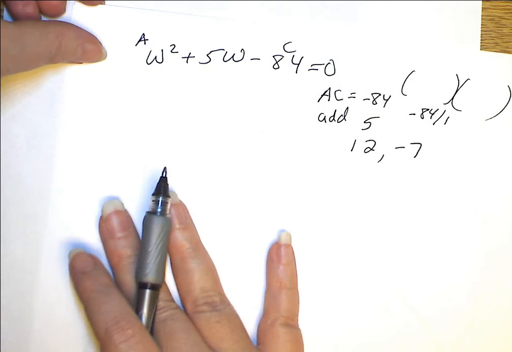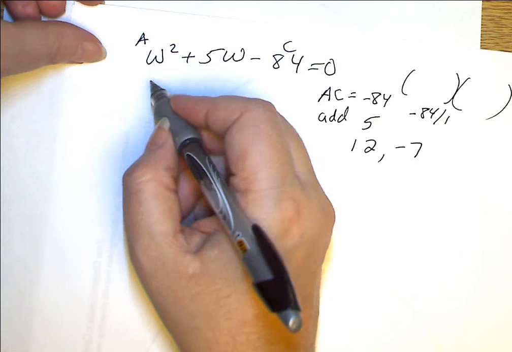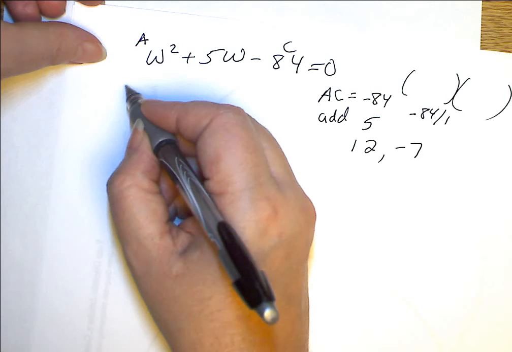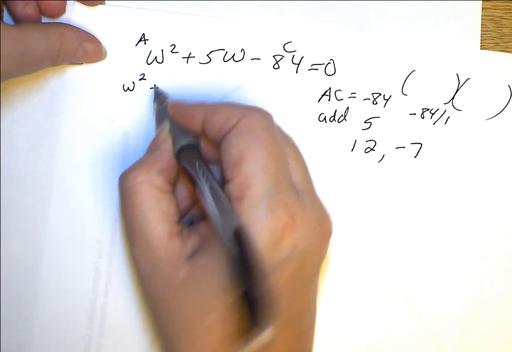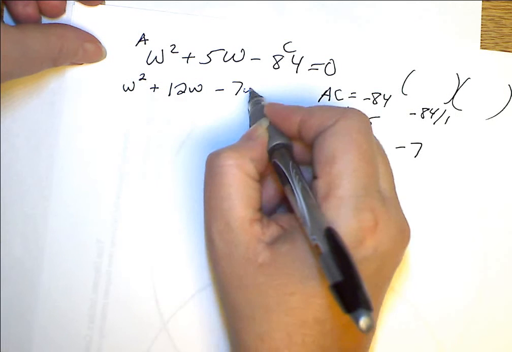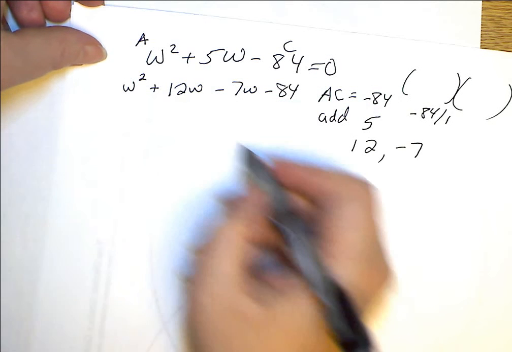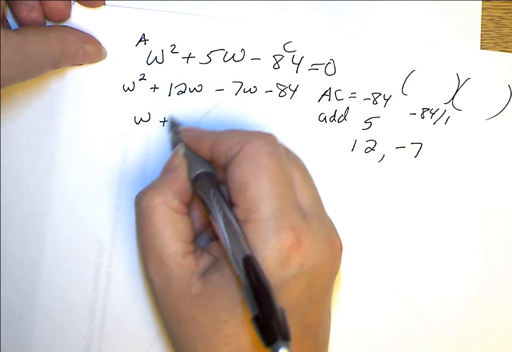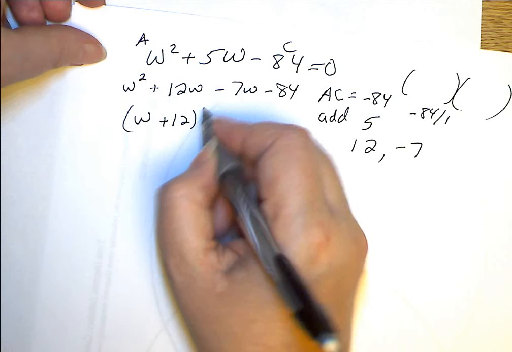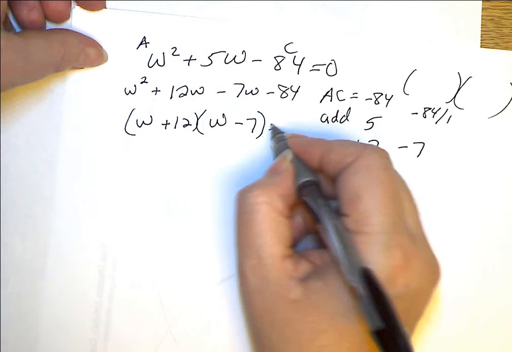Then what do you do next? w plus 12 in parentheses. Do you get that part? Because if you don't, you can still say w squared plus 12w minus 7w minus 84 and go through that. Okay? So we have w plus 12 and then w minus 7 equals 0.